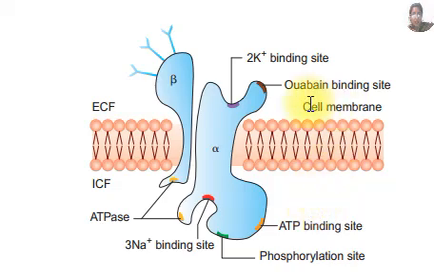This electrogenic activity is the main function. This is the basic requirement of the nerve and the muscle to transmit the signal. So there are two functions of the sodium potassium pump. First is controlling the cell volume, and second is maintaining the electrogenic activity.